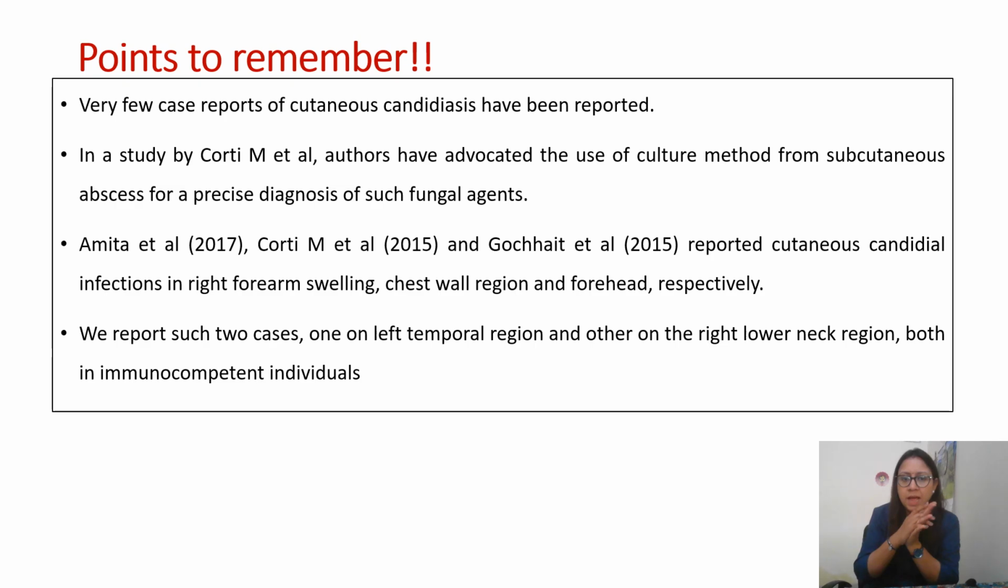Amita et al. and Kotiam et al. in 2000, and Gochat et al. in 2017, reported cutaneous candidal infection in the right forearm. These are the different regions where I'm giving examples of the reported literature. Some reported it in the right forearm, some in the chest wall, and the forehead, respectively. What we report is two cases of candidiasis, one in the temporal region and the other on the right lower neck region, both in immunocompetent patients. So this makes these cases much rarer.